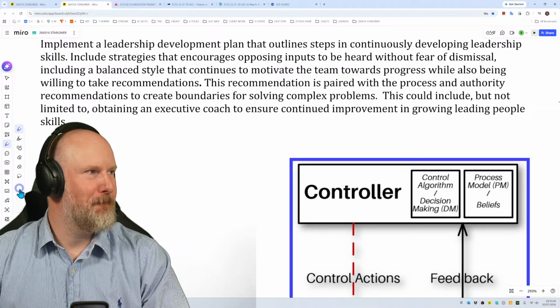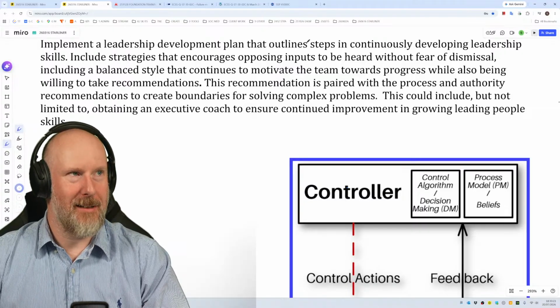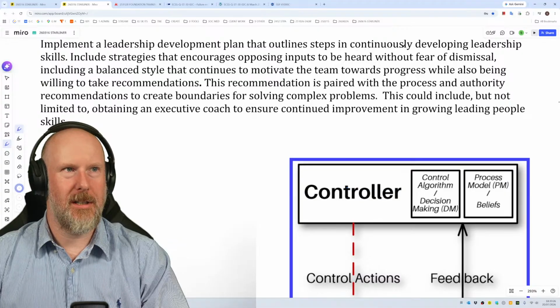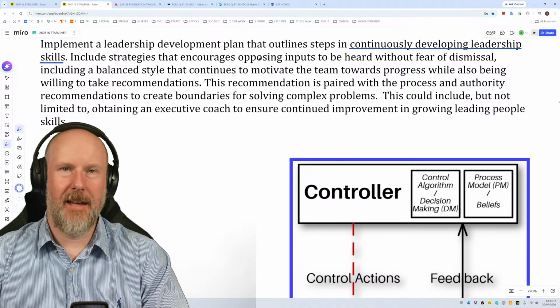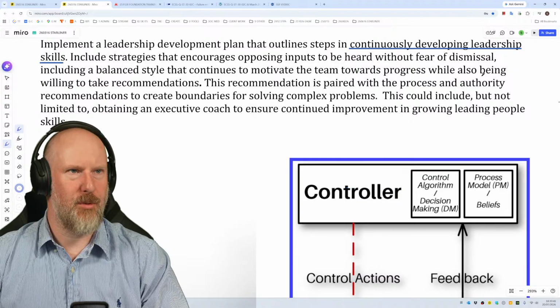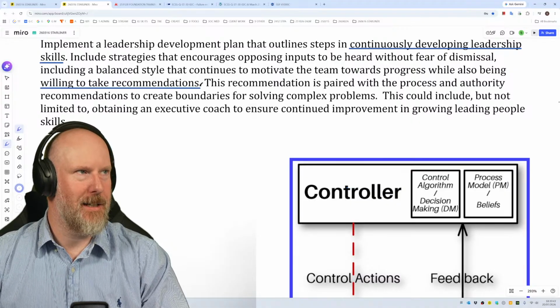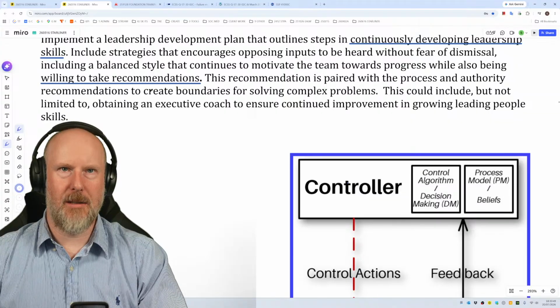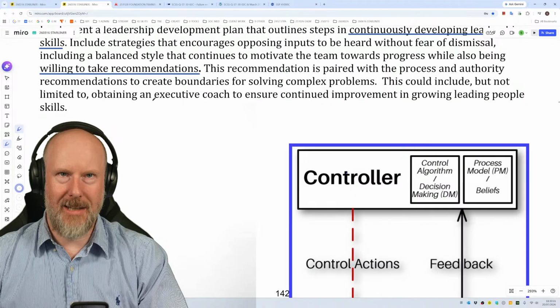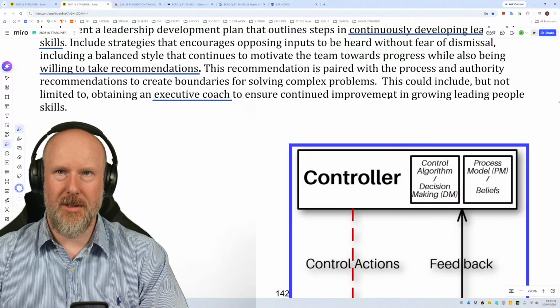Implement a leadership development plan that outlines steps in continuously developing leadership skills. Include strategies that encourage opposing inputs to be heard without fear of dismissal, including a balanced style that continues to motivate the team towards progress while also being willing to take recommendations. This recommendation is paired with the process and authority recommendations to create boundaries for solving complex problems. This could include, but is not limited to, obtaining an executive coach to ensure continued improvement in growing leading people skills.